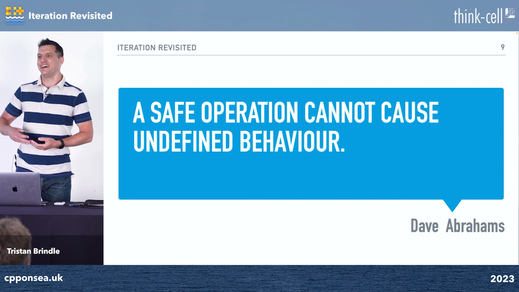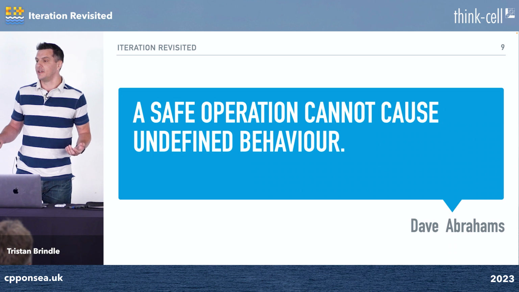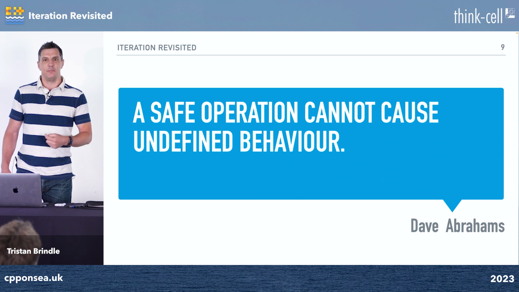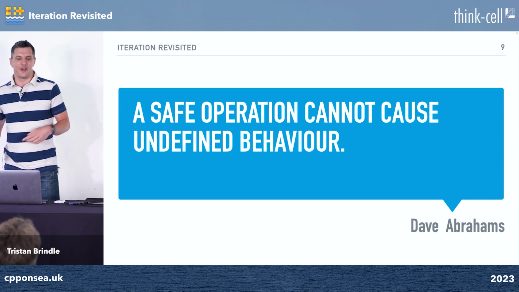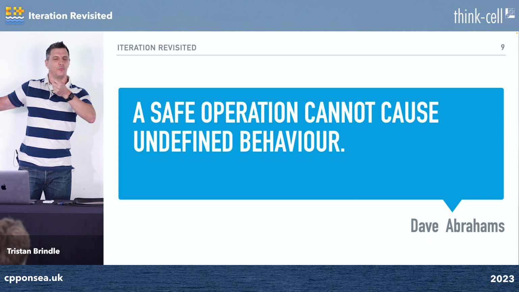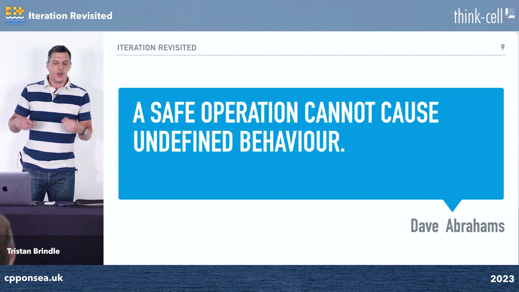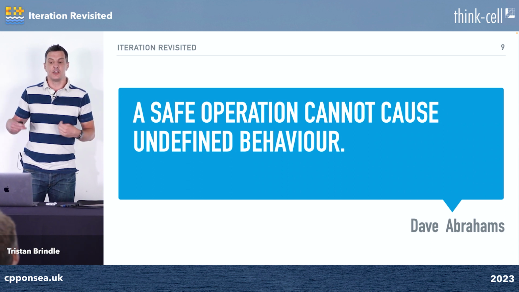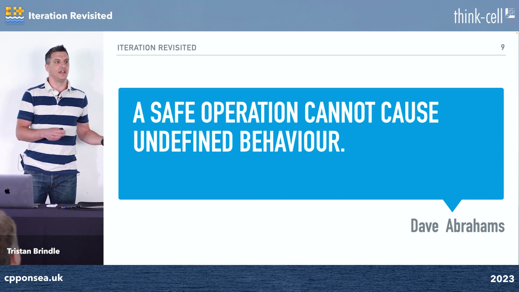Because once we get language UB, all bets are off as far as our program is concerned, right? We can no longer reason about our program in any way, because the compiler can pretty much literally do anything. We've all seen these crazy examples where there's some UB and then we end up with a completely different function being called to the one we expected. If you saw the lightning talks, we saw some examples of this. Once undefined behavior occurs, we can no longer reason about our programs, right? So a safe operation cannot cause undefined behavior.